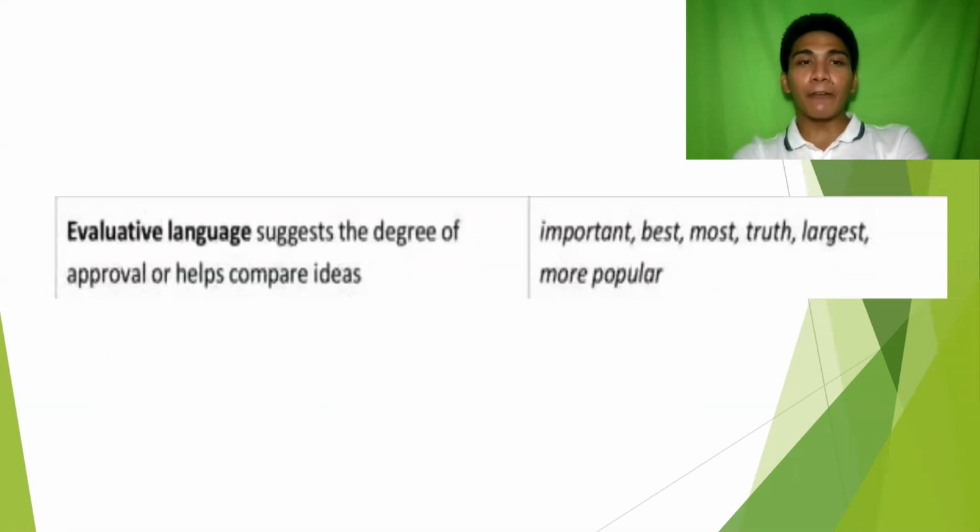Next, we have evaluative language. It suggests a degree of approval or helps compare ideas. It's like saying your idea is the best, or comparing it to others. For example: best, important, most, true, largest, more popular, better, and many more.